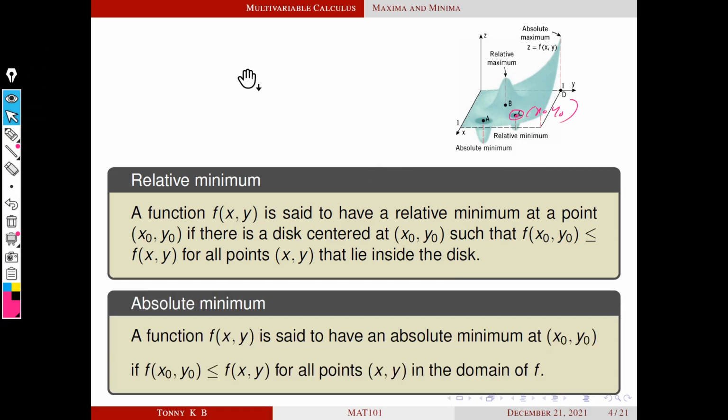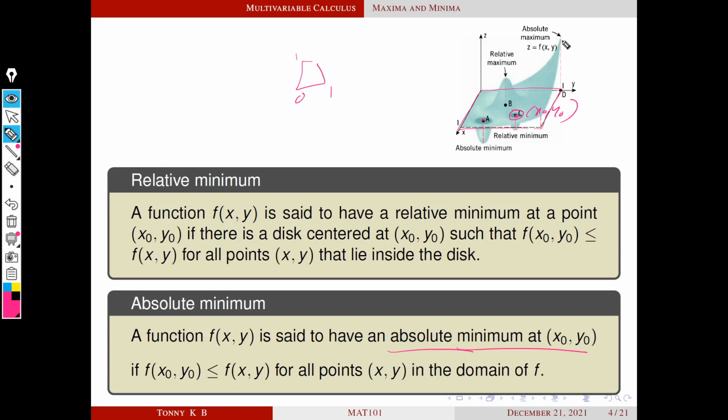Similarly, you can define the absolute minimum. That is nothing but the minimum of the function in its domain. So (x0, y0) is said to be an absolute minimum, as in this example, if f(x0, y0) is less than or equal to f(x, y) for all (x, y) in the domain of f. Here, suppose we consider the domain of f is actually this square, the 1 by 1 square with corners 0 and 1. In this domain, this is the absolute minimum.